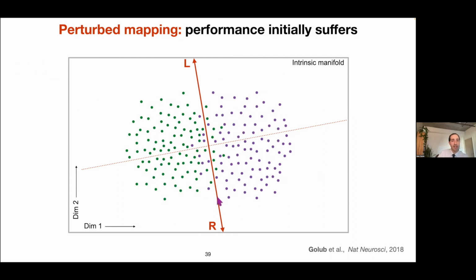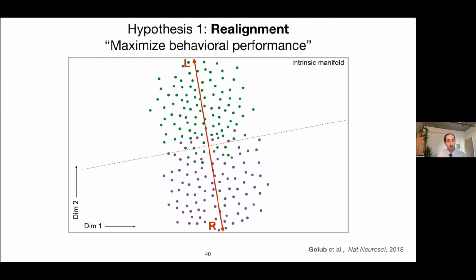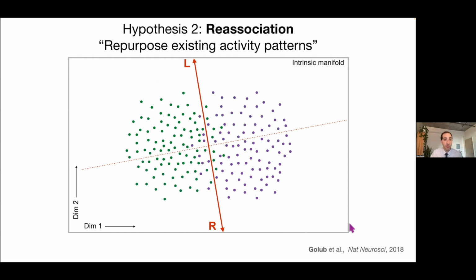So how did the animals learn to fix this? That's the question we wanted to answer by looking at the neural activity. So we started with a few hypotheses. Our first hypothesis we call realignment, where the animal realigns these clouds of activity with the new mapping, to maximize behavioral performance through this new mapping. And in a moment, I'll show how this hypothesis is not consistent with the data, which instead support a second hypothesis, which we call reassociation. And here the animal simply repurposes existing activity patterns.